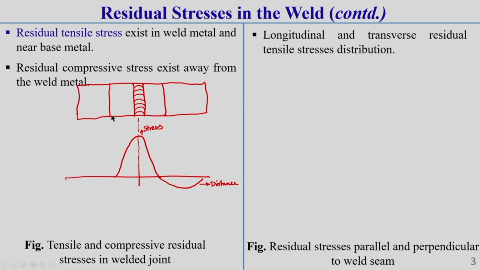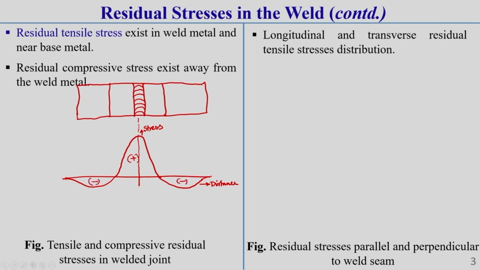So, how is this residual stress distributed? You see it is distributed like this. This side also it is distributed like this. This is called tensile or positive stress, and this is the negative type of stress.